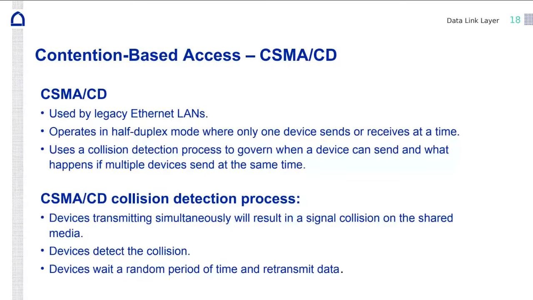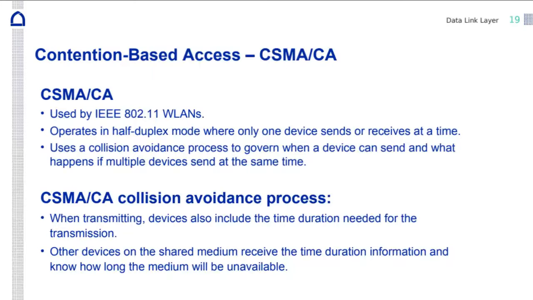CSMA collision detection is used by legacy LANs. It operates in half duplex, and we already explained how it works. The collision process: devices transmitting simultaneously will result in a signal collision on the shared media. These devices will detect the collision. They wait a random period of time and retransmit data. This waiting period is calculated. There are some equations. People have done extensive research on how to calculate this random time.